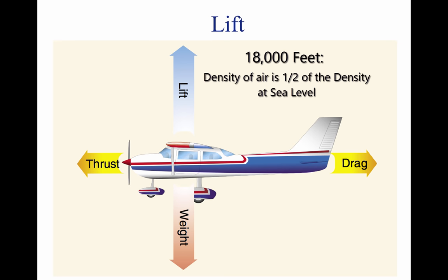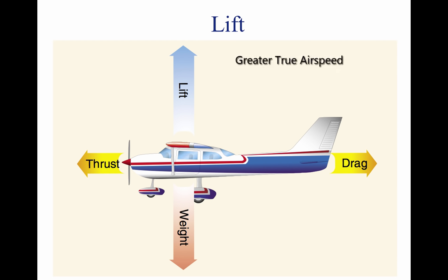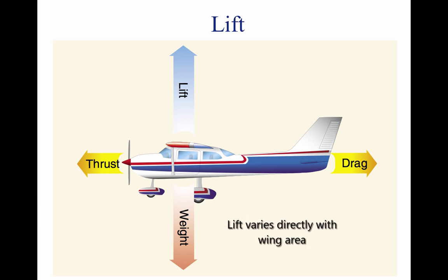In order to maintain its lift at a higher altitude, an aircraft must fly at a greater true airspeed for any given angle of attack. Warm air is less dense than cool air, and moist air is less dense than dry air. Lift varies directly with the wing area.